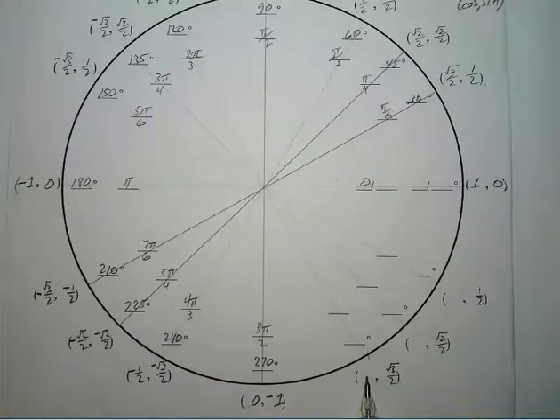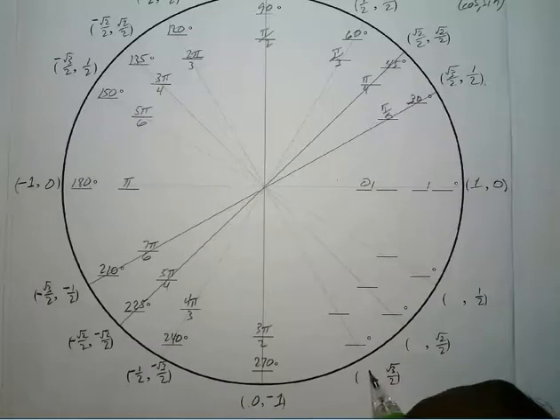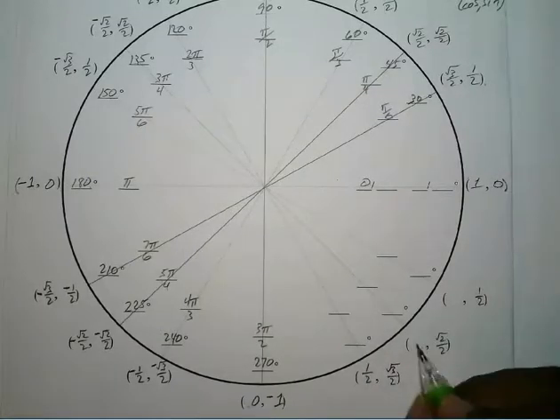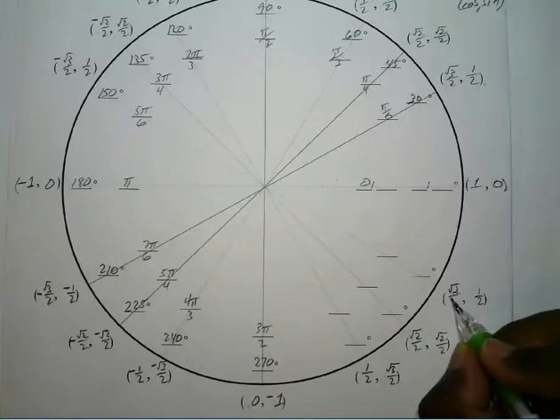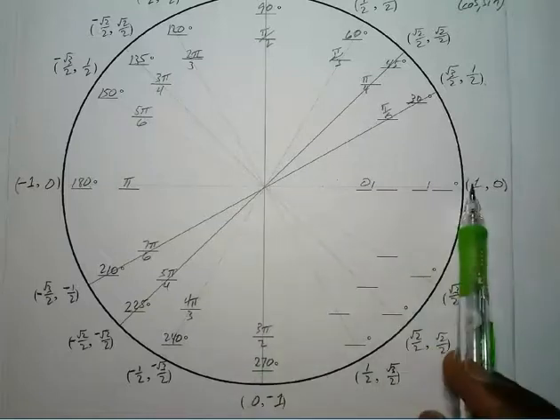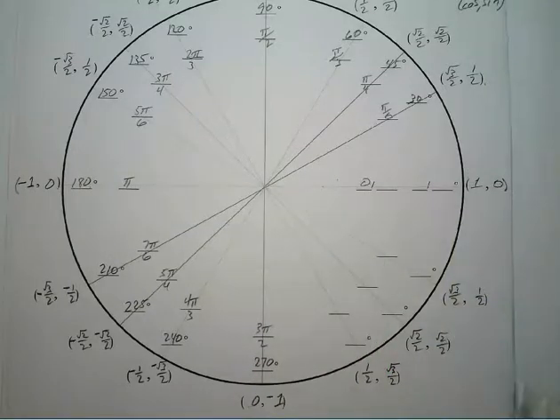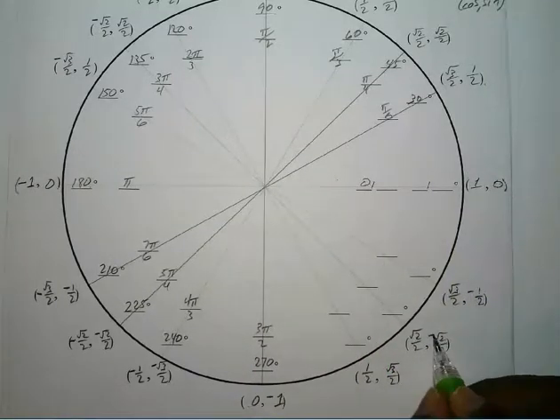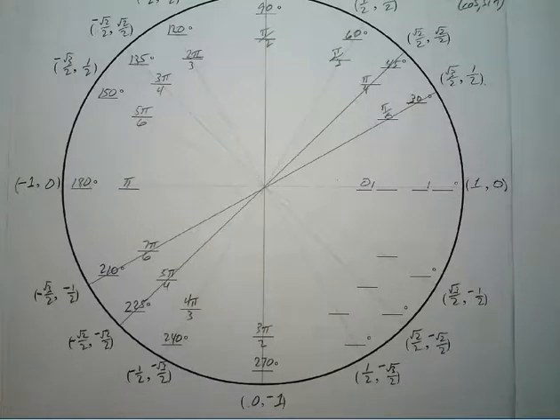For your x, you have square root of 0 over 2 is 0. Square root of 1 over 2 is 1/2. Square root of 2 over 2. And square root of 3 over 2. But remember, x is positive, y is negative. So all your y's are now negative.